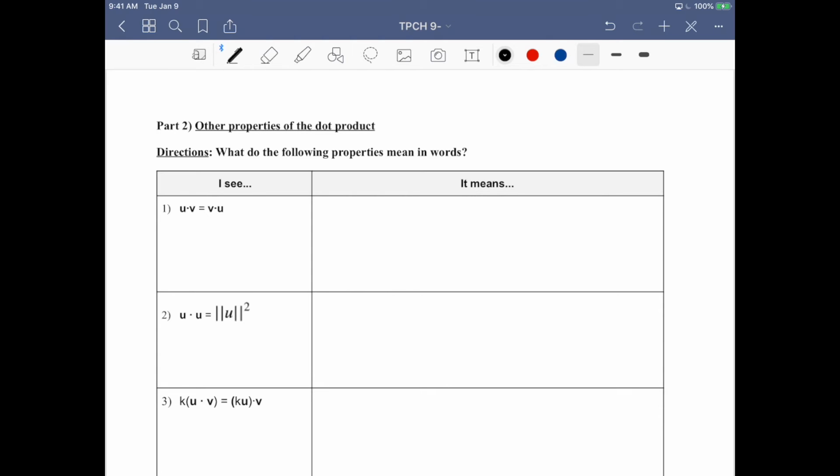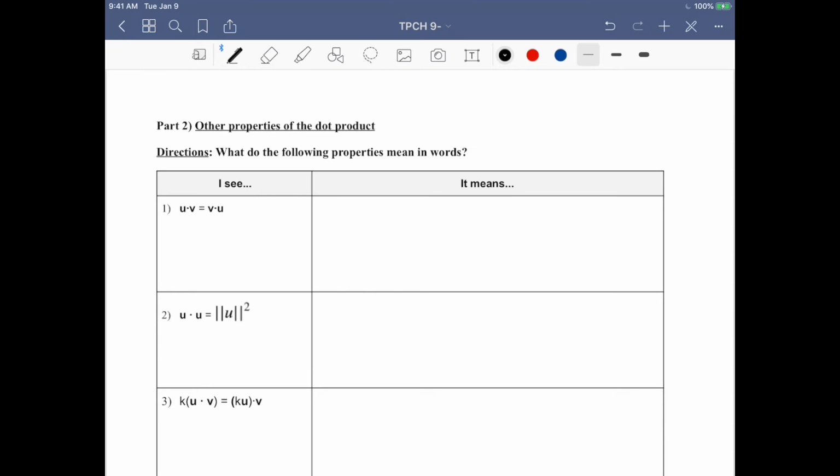Part 2. Other properties of the dot product. Below I list a bunch of properties of the dot product. I want you to try to figure out what they mean or where they come from. What do the following properties mean in words, or using some mathematical proofs, to figure out where they come from? I'll do a few of these and then I'll have you do the rest.